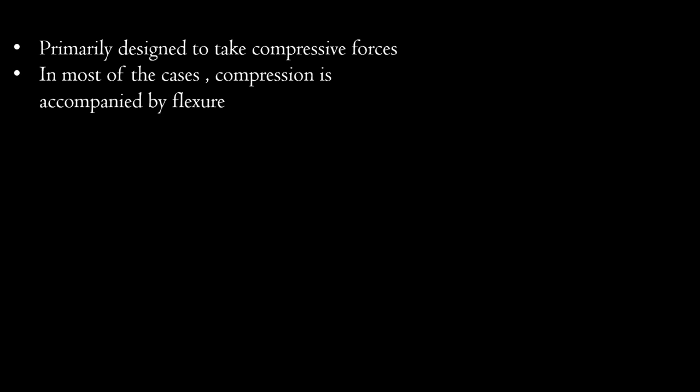In most of the cases, compression is accompanied by flexure also. That is, it will experience flexure also. There will be bending because due to eccentric loading, there will be flexure also taking place in the structure. The most common compression members that we consider for the design of RC structure are columns and struts. So I will discuss in detail what we mean by a column and a strut.